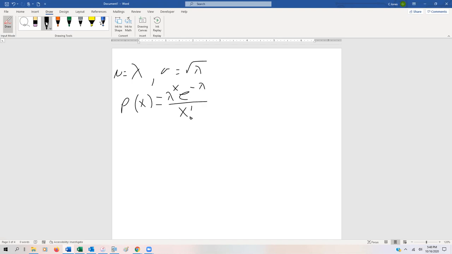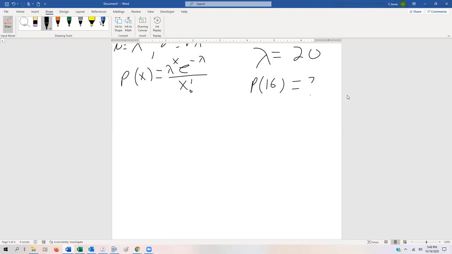And let's say for some reason that lambda was equal to, let's just say, 20. And let's say we want to know what's the probability of exactly, let's say, 16 successes, right? Now let's do it by hand, and then I'll illustrate how to utilize Excel to figure it out. And then we could extend it to less than, greater than, in between problems.